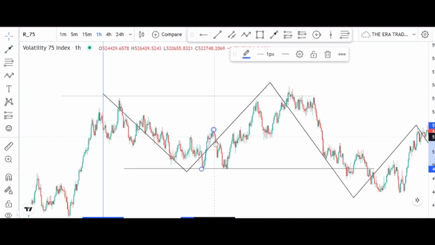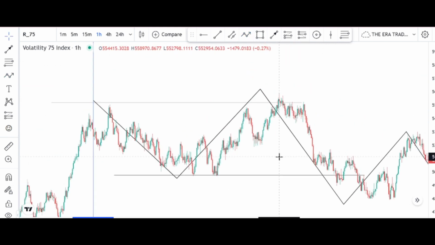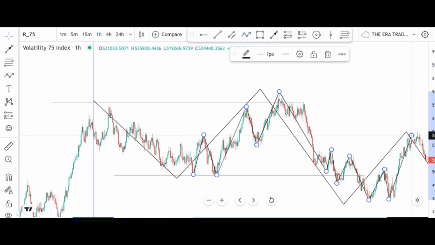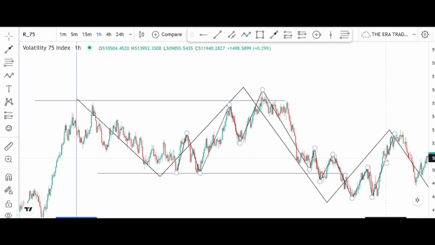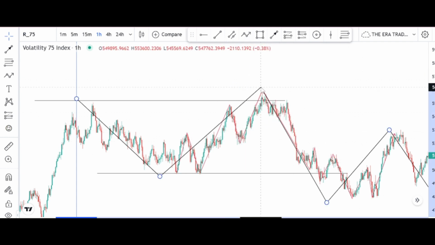So you will see higher high, higher low, then higher high, higher low, higher high, then now lower low, lower high, lower low, lower high, lower low, lower high, lower low, higher high again. You can see. So on the 1 hour, you'll be seeing minor structures. All right.